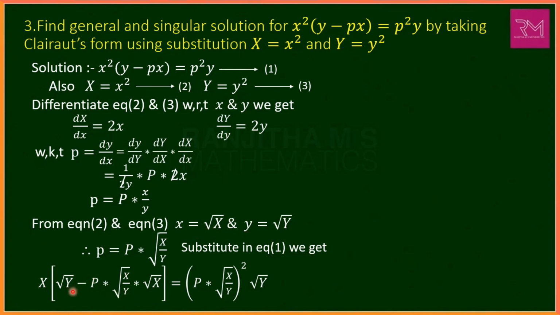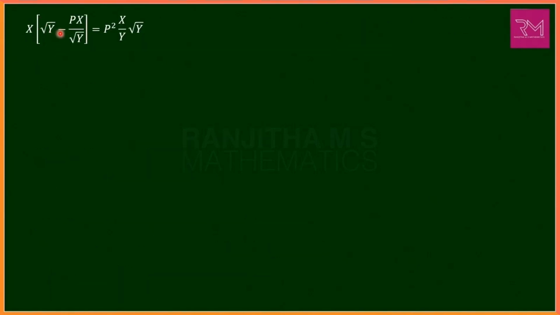Next step, here root y minus p into here root x into root x, we can take it as x itself and split the root here. We get a value as x into root y minus p into here root x into root x is x, px divided by root y, which is equal to p square into here square root of x by y whole square. Square and root gets cancelled, remaining is x by y into root y. Next step, take the LCM as root y over here and here we can split this y as root y into root y, hence we can cancel this root y term.